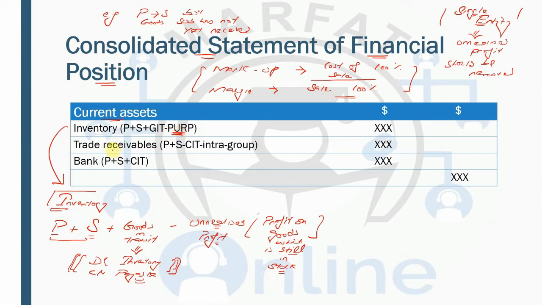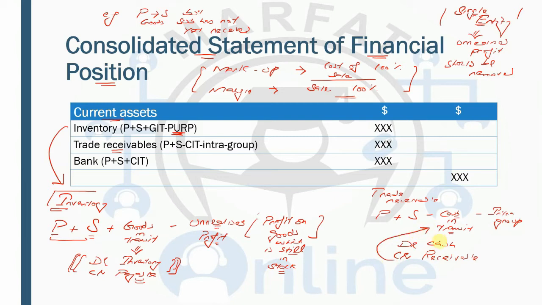Alright, now we'll be discussing the trade receivables. Again, I'll show you the trade receivables over here. So parent's trade receivable plus subsidiary's trade receivable minus cash in transit and minus intragroup. Similar to the goods in transit concept, there is the cash in transit. Cash in transit means either the parent or the subsidiary has sent the cash, but that has not yet been received. So what we're going to do is make them receive the cash. When we make them receive the cash, the double entry is going to be debit cash and credit receivables, because when the cash is received, the receivable is derecognized.